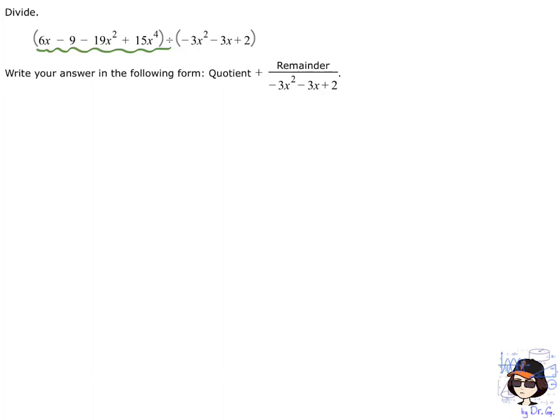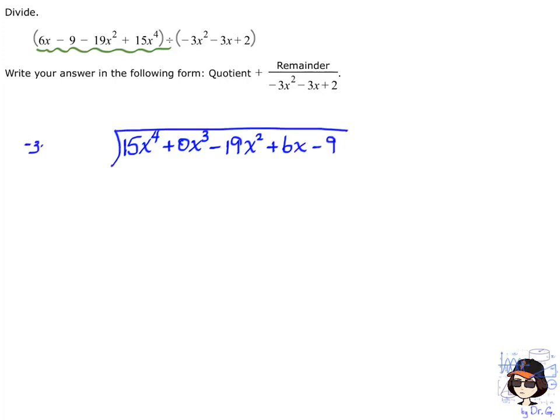We want descending degree. So I'm going to write it as 15x to the fourth plus 0x to the third minus 19x squared plus 6x minus 9 divided by negative 3x squared minus 3x plus 2. Now you might wonder, where did that 0x to the third come from? Well, another weird thing about that dividend was there was an x to the fourth, an x squared, an x, and a constant term, but there was no x to the third term. And that's going to mess us up when we start doing the division.